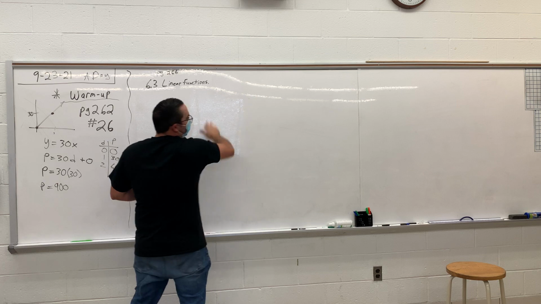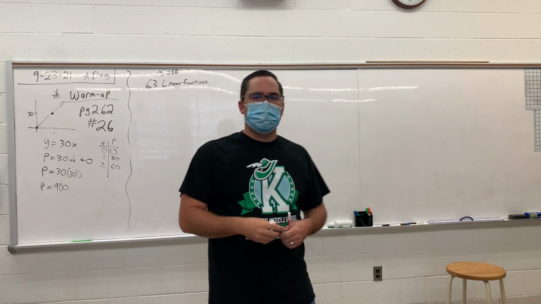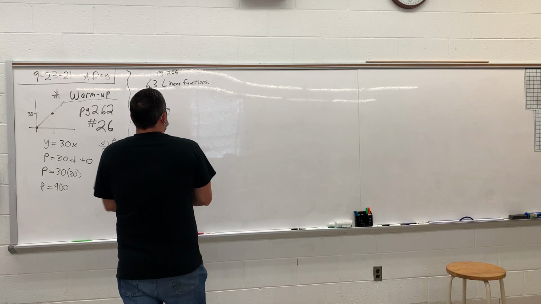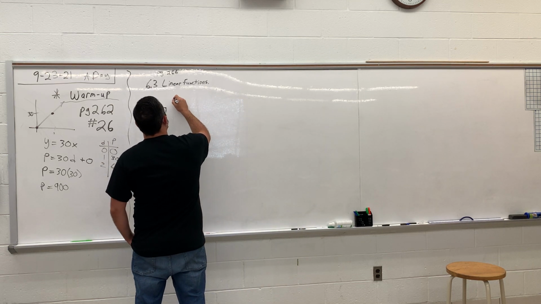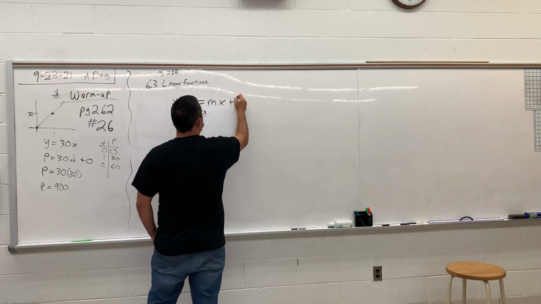Okay. Today we're only going to be using slope-intercept form. I don't care that you know what that is, just know what it looks like. Slope-intercept form is an equation in the form of y equals mx plus b.